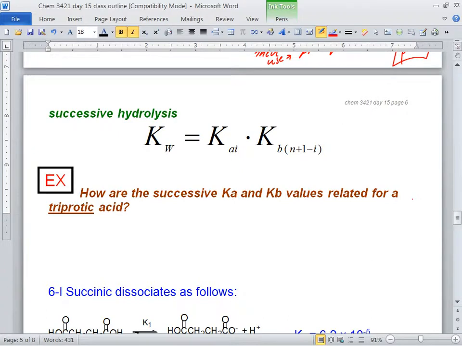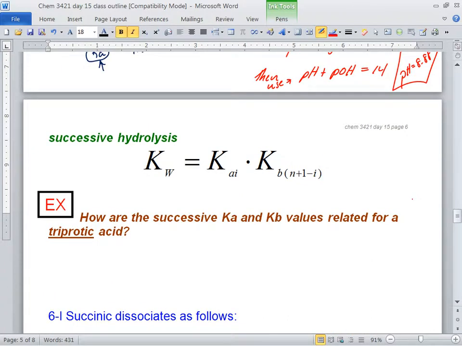Okay. So there's just one last thing to talk about. And there's hardly any homework on this, thank goodness. But the idea here is pretty straightforward, I think. They tell you that there's an acid that gives up more than one proton. So it could be diprotic, triprotic, tetraprotic, whatever. And you can relate all the Kas and Kbs. So, for example, for a triprotic acid, that means n is 3.